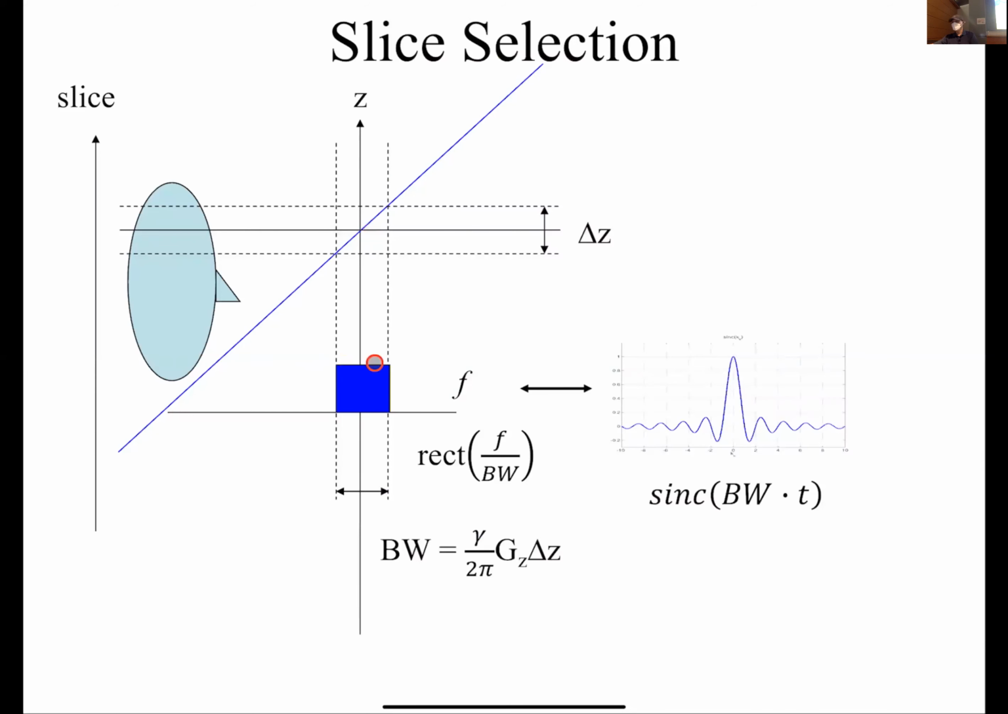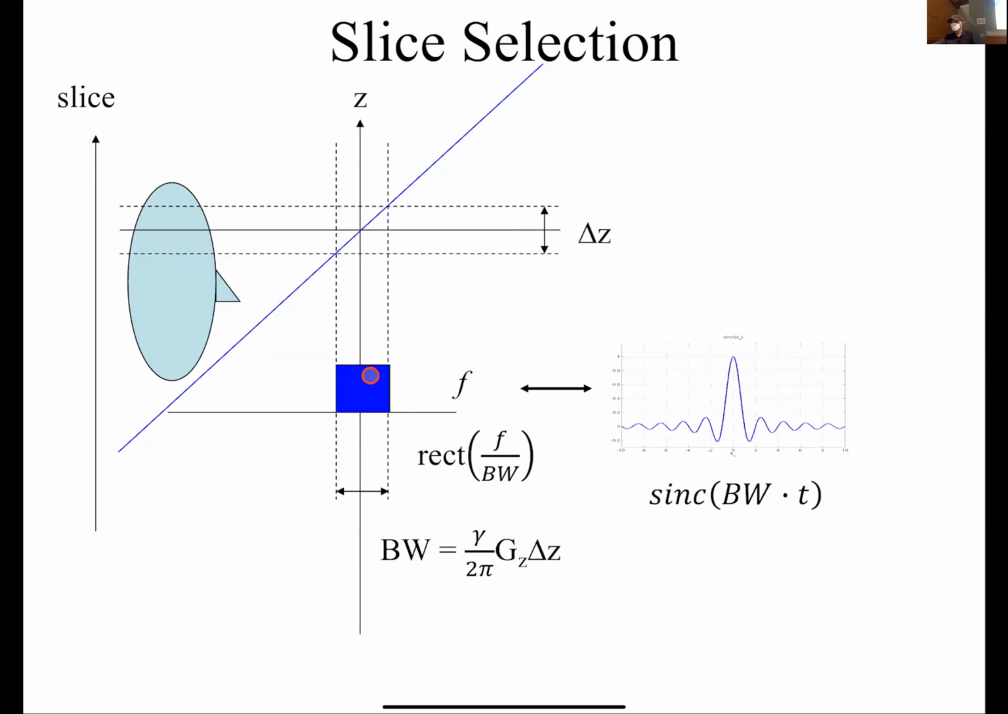Okay. And then this is centered around some omega naught, but around that center frequency, you want a uniform bandwidth. And if you can do that, then it means that each of these spins in different parts of your slice will all get tipped over, because you're giving each one of them the frequency they need.